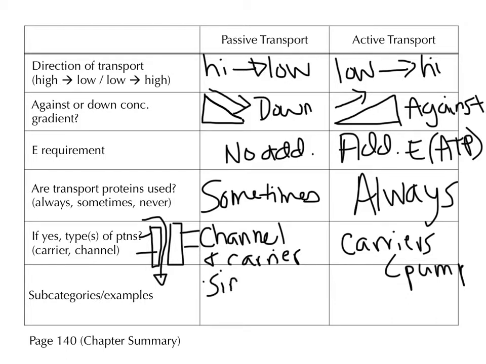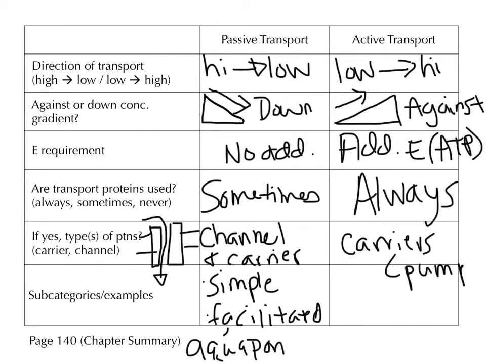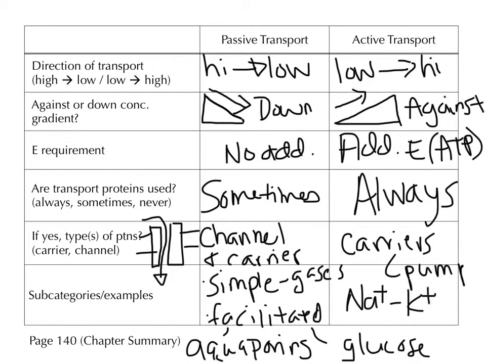Subcategories, we said simple, so that would be things like the gases. We said facilitated. Some examples of that are water movement, so aquaporins. We have glucose transport. And some amino acid transport from high to low. And then examples of active, a lot of times we talk about the Sodium-Potassium Pump. It's important for neurons. We talk about hydrogen ion or proton pumps. Those are going to be important for photosynthesis and cell respiration.